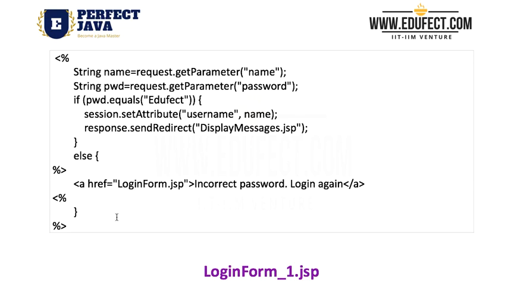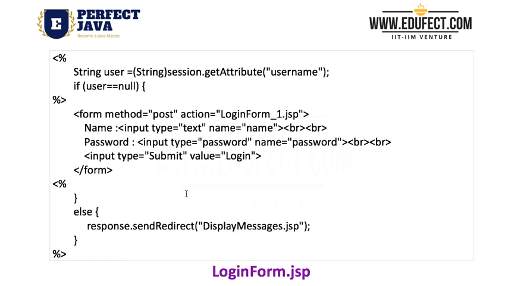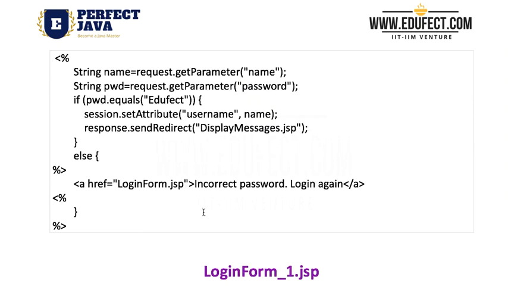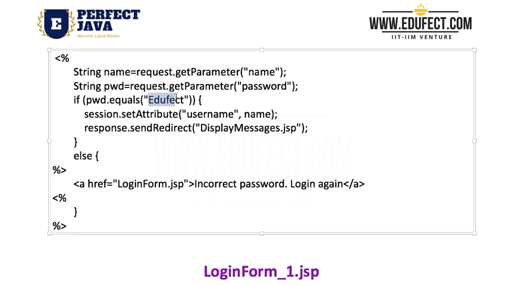Now, if the user was not logged in, the action here was login form underscore 1.jsp. So what are we doing in login form underscore 1.jsp? We're getting the name and the password. We are checking whether the password is correct. Suppose the password for everybody is to be edufect. So we are checking whether the password is correct or not. And once the password is correct, what are we doing? We are saying session.setAttribute username comma name. So we're setting an attribute in the session with the keyword username.